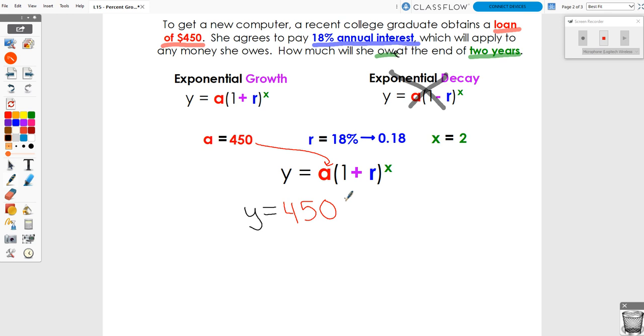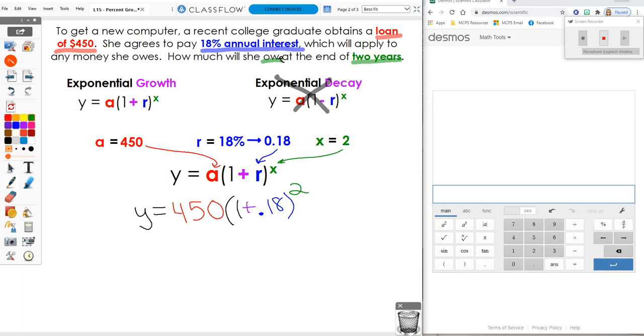And then I'm going to have my 1 plus my rate, because it's exponential growth, so we're going to add in our rate, which is as a decimal right here, 0.18. And then finally, we need to have our exponent, which represents my time. So it's an exponent of 2.